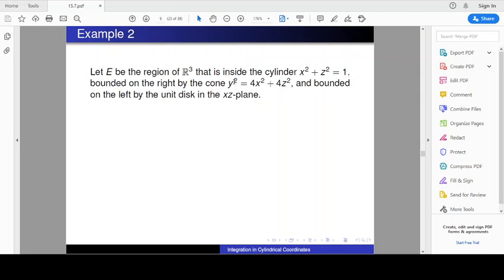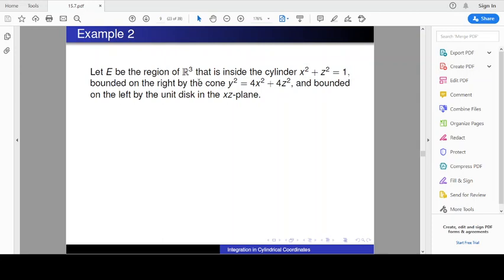Another difference here is that it's going to open in a different direction. The last cone opened in the positive z direction. This cone is going to open in both the positive y direction and in the negative y direction as well.